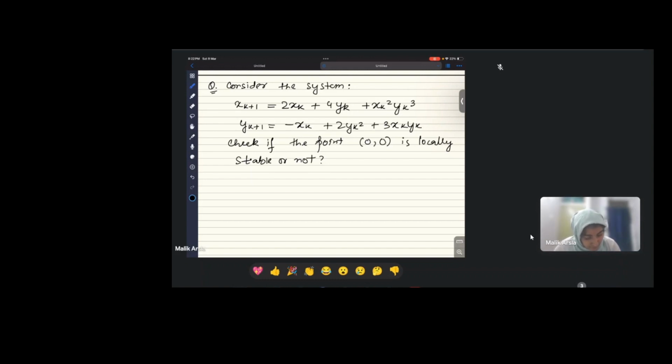First, form a matrix A. Here the linear part is also there. By considering only the linear part, we can form a matrix A, then find the norm. Your system consists of both linear and non-linear parts, so considering our linear part alone, we can make a matrix A.